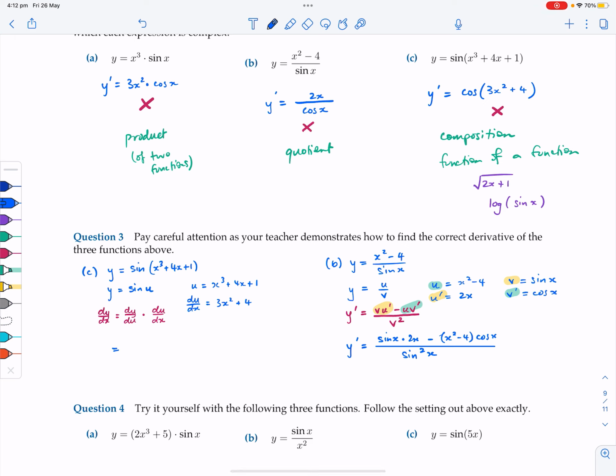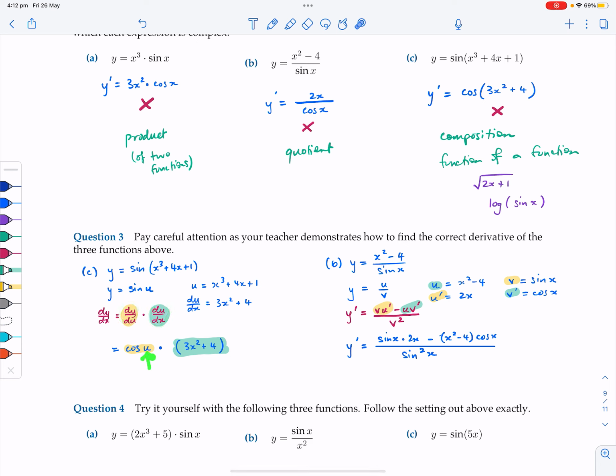So dy/du, right? Here's y equals sine u. So what's dy/du? Well, it's cos u. dy/du is cos u. And now du/dx, I already wrote down, is 3x squared plus 4. That's got to go in brackets. Okay, so shall I use some colour here? I'm going to use some colour. Right, so that's that times that.